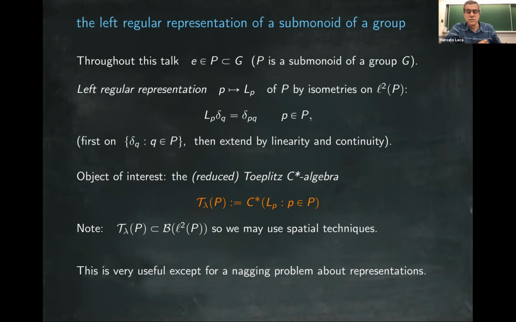An isometry, by the way, is an operator that preserves the norm, but it is also characterized by the algebraic property that the adjoint of V times V is the identity.